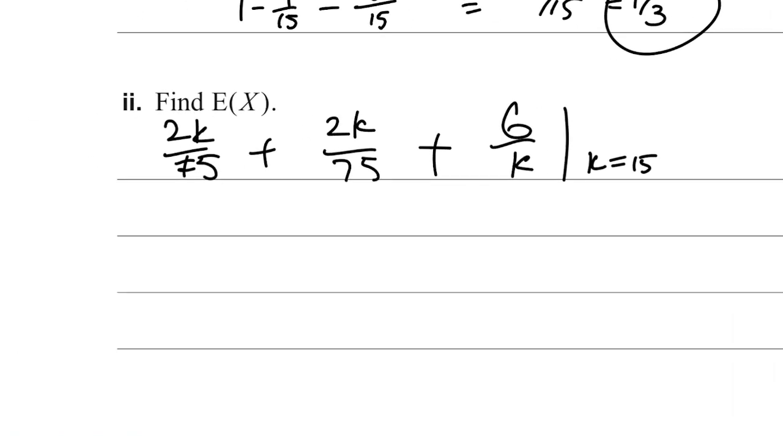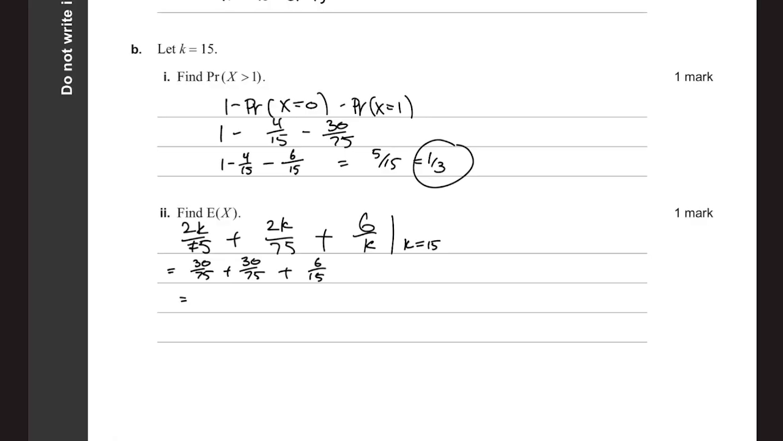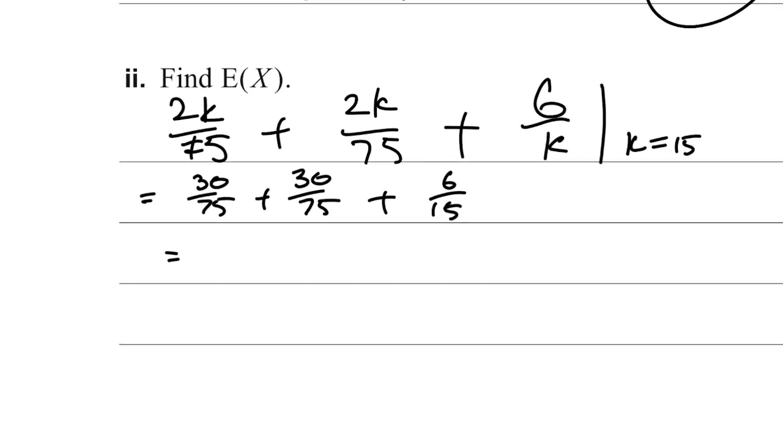So I'll just try to give them that. And from there we'll sub it in, so it's going to equal 30 on 75 plus 30 on 75 plus 6 on 15. So instead of 30 on 75 it was 6 on 15. So that's going to be 6 on 15 times 3, because there's 3 of them, so 18 on 15 is your final answer.